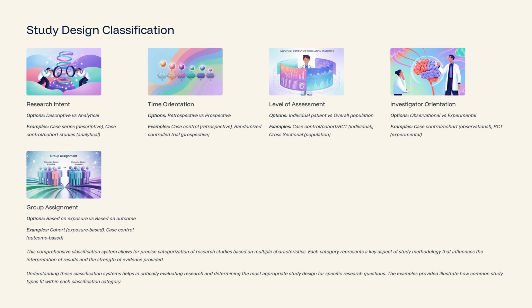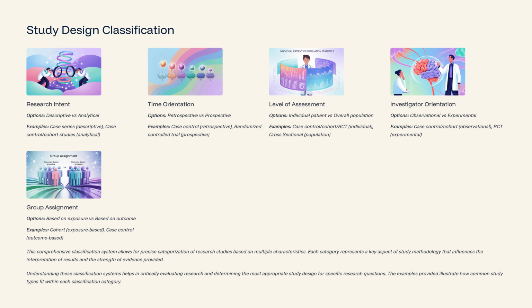You could classify study designs based on level assessment. Are we looking at individual patients or overall patient populations? So you could think case control, cohort, randomized control trials are at the individual patient level versus cross-sectional are at a population level. You could think about study design based on investigator orientation. Is the investigator just observing what's happening?